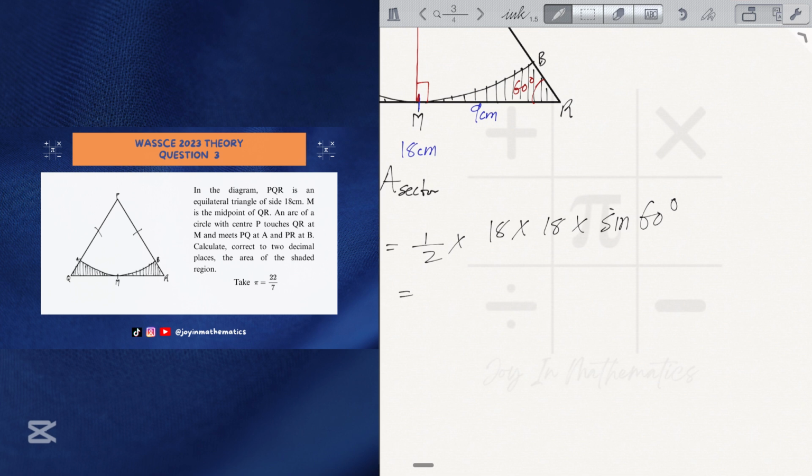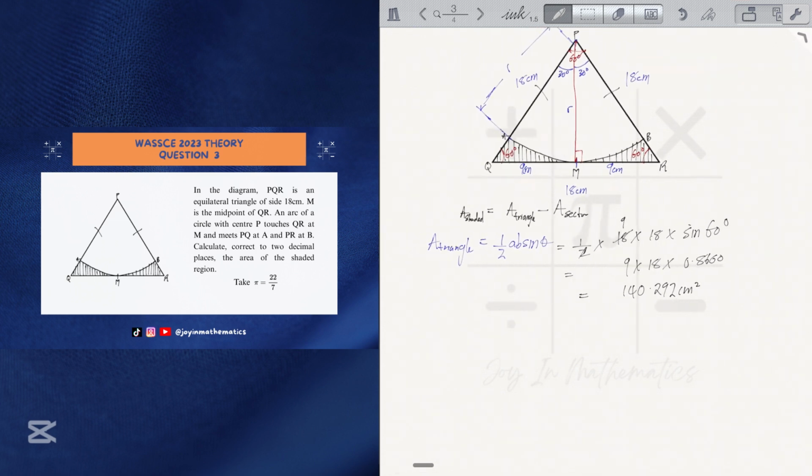Implementing this, we'll have 1/2 multiplied by 18, which will give us 9. So we'll have 9 multiplied by 18 multiplied by sine 60 degrees, which is 0.8660. It doesn't have degrees, and this will be equal to 140.292 centimeters squared.